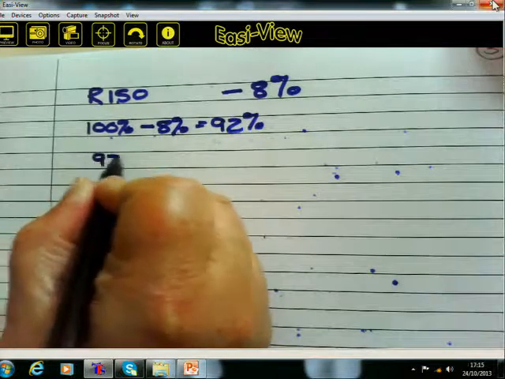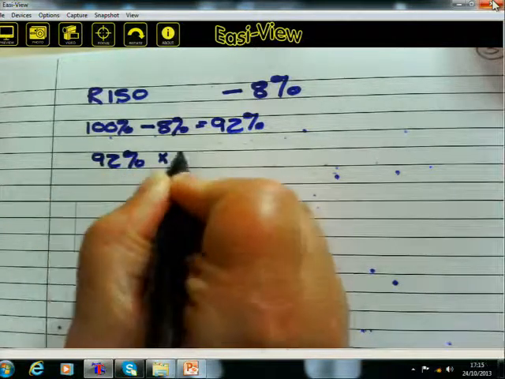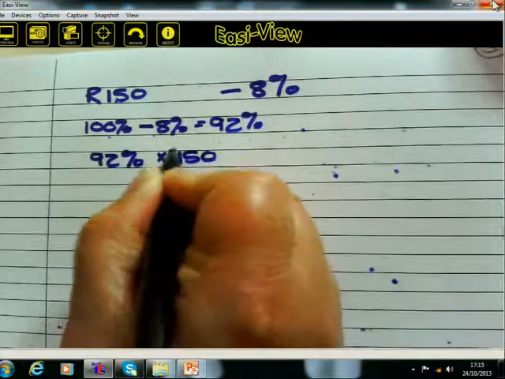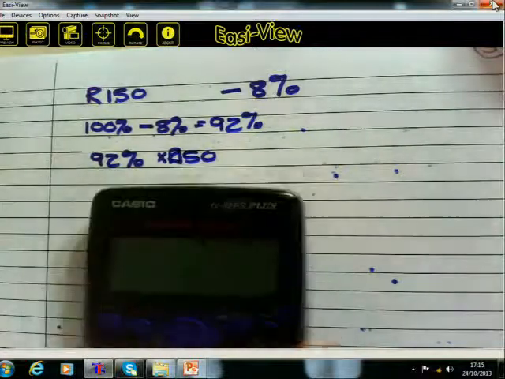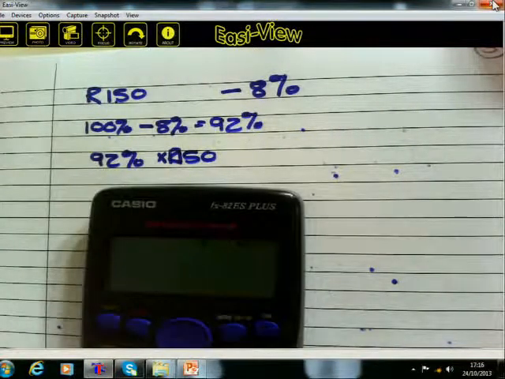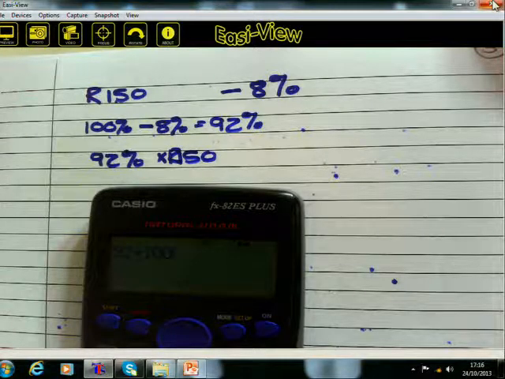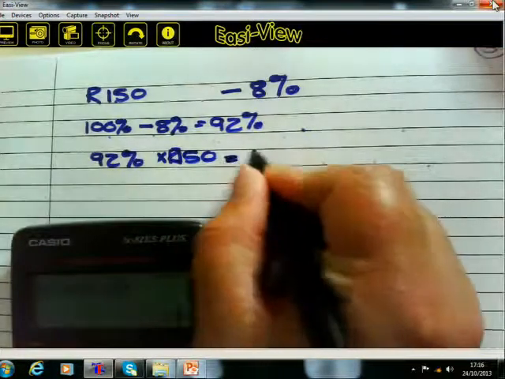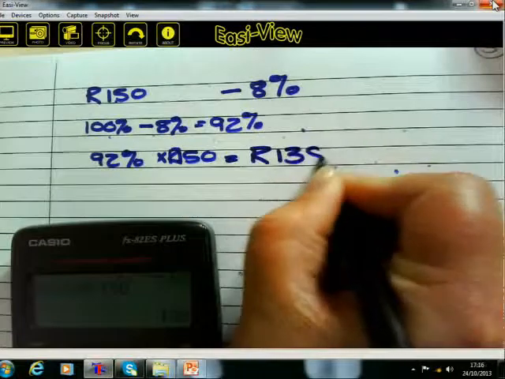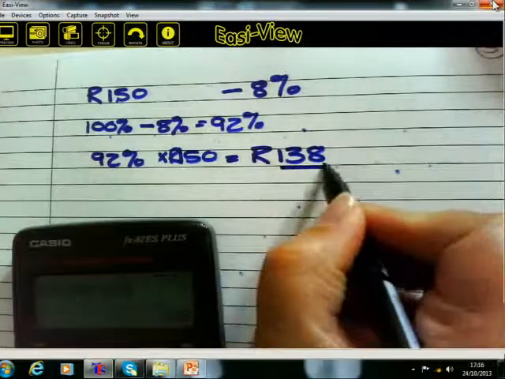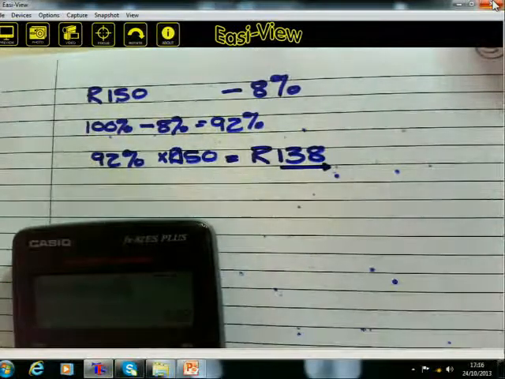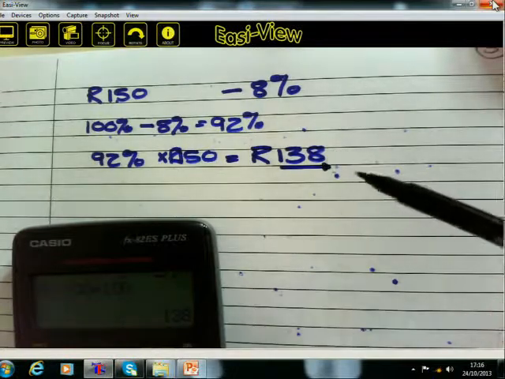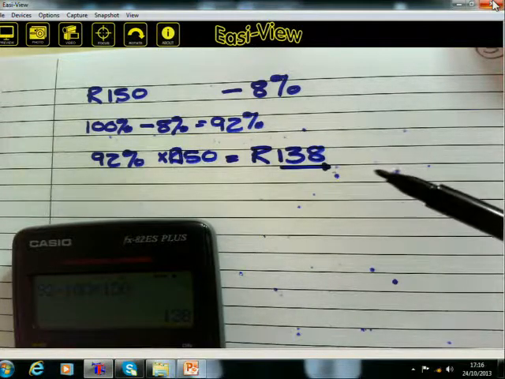So then 92% of the 150 Rand, and if I calculate that, remember it's percentage, 92 divide by 100 multiply by the 150 Rand of the price. And now the current value of that basket is 138 Rand. How do I check it? Remember, what did the question ask?